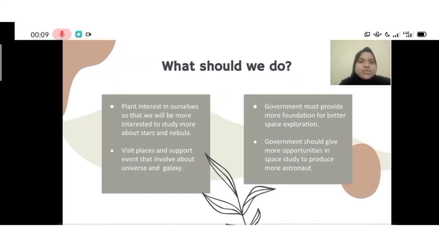So what should we do? First, we should plant interest in ourselves so that we will be more interested to study more about stars and nebula. Second, we could visit places and support events that involve the universe and galaxy. Government must provide more foundation for better space exploration, and government should give more opportunities in space study to produce more astronauts.